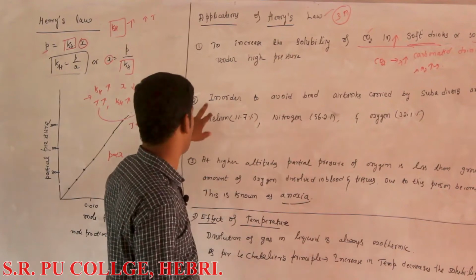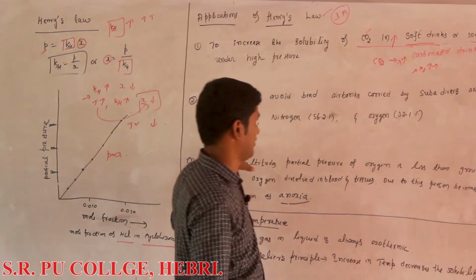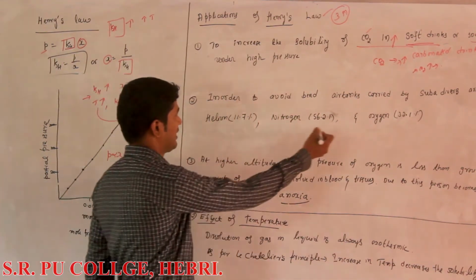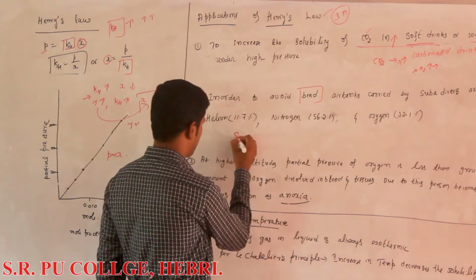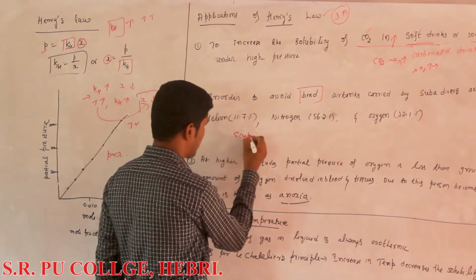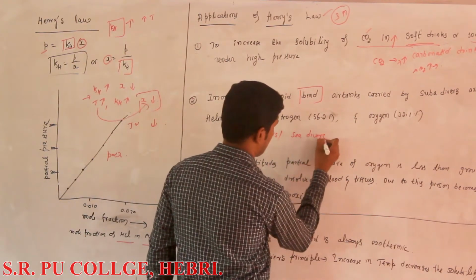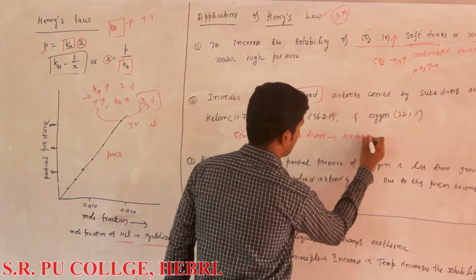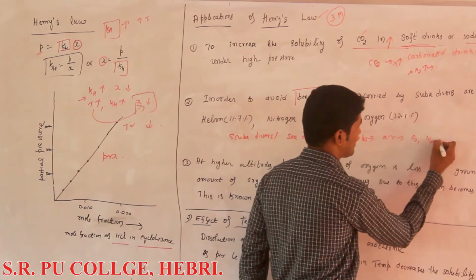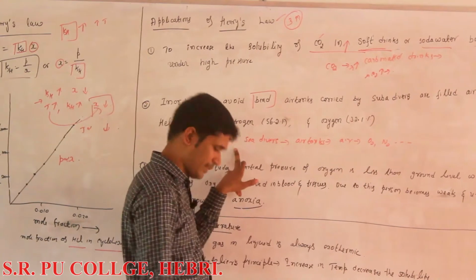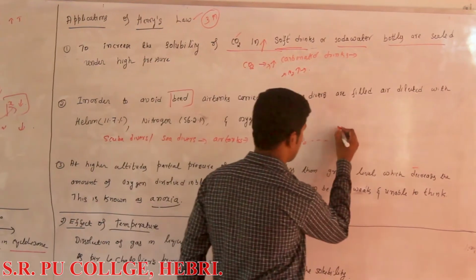The second application of Henry's law is, in order to avoid bends, air tanks carried by scuba divers are filled with air diluted with helium, nitrogen and oxygen. So now what is this bend? Normally scuba divers, or sea divers, carry air tanks along with them. This air tank is filled with air which has oxygen, nitrogen and traces of some other gases. As they go down the sea, as they move deep into the sea, pressure increases.